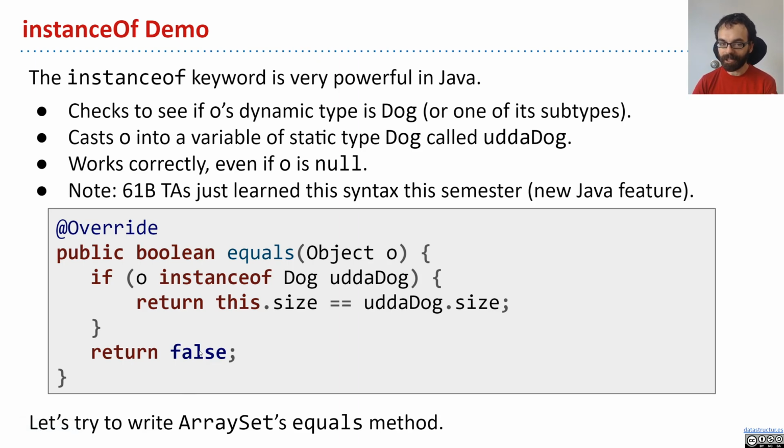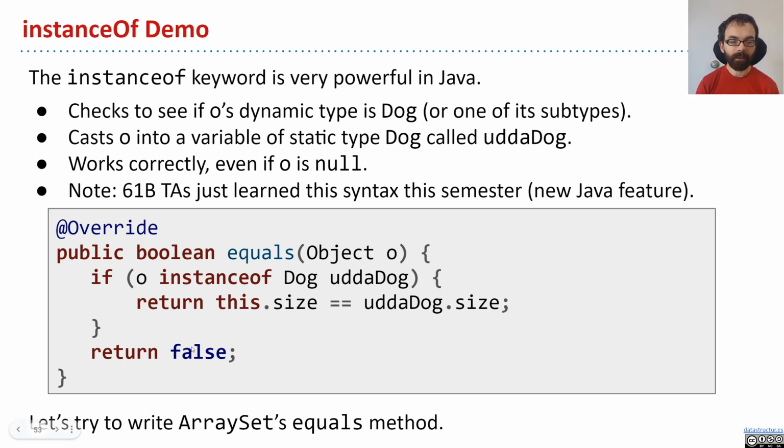Now, your brain was probably glitching out a little bit because this is weird syntax. So let me run through what instanceof does. It does two things. First, it checks to see if o's dynamic type is Dog. And the second thing it does is it implicitly casts o as a Dog into a variable called uttaDog. So it's a little bit complicated to read, but basically a side effect of this instanceof check is the creation of a variable called uttaDog of static type Dog that references this original object. And this will work correctly even if o is null. If o is null, this instanceof will simply return false and we'll be good to go.